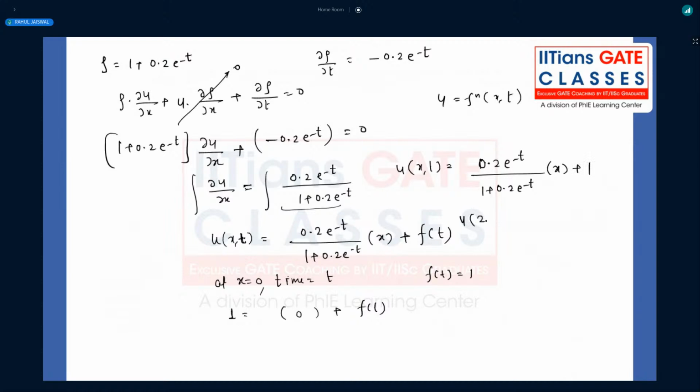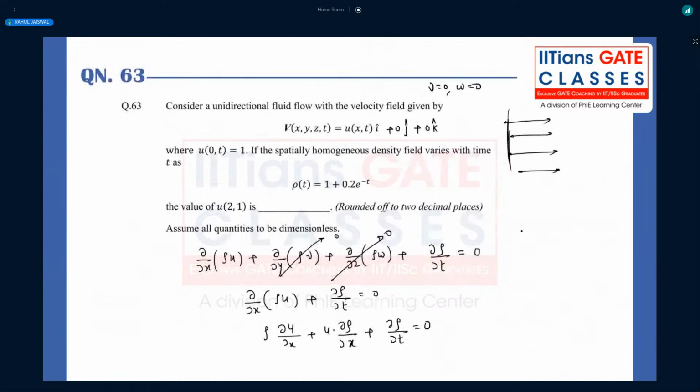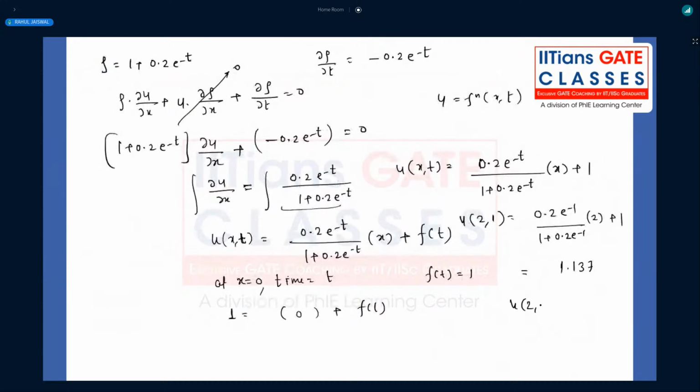We need to find the value at 2 comma 1, right? So what will be the value? 0.2 e to the power minus 1 over 1 plus 0.2 e to the power minus 1, the value of x is 2, plus 1. If you calculate, you will get 1.137. And the question says to round up to 2 decimal places, so the correct answer will be 1.14. This will be the correct answer, right?